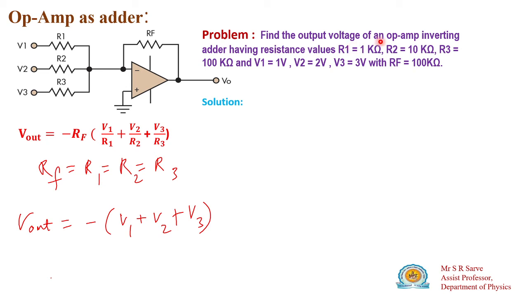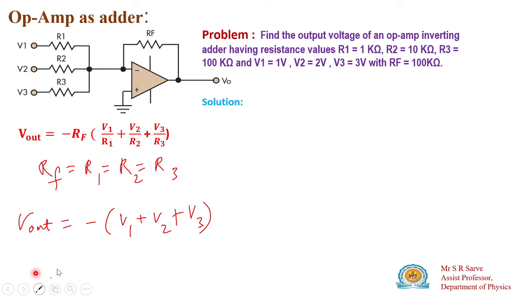Find the output voltage of an operational amplifier working as an inverting adder, with resistance R1 equal to 1 kilo ohm, R2 equal to 10 kilo ohm, and R3 equal to 100 kilo ohm. Here the resistances are not the same. The first input resistance R1 is 1 kilo ohm, the second is 10, the third is 100. The voltages are 1, 2 and 3, and the feedback resistance is 100 kilo ohm. So how are we going to solve this? This is the equation we have to solve now.